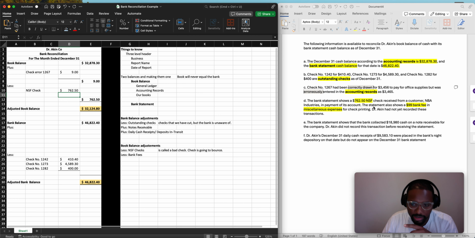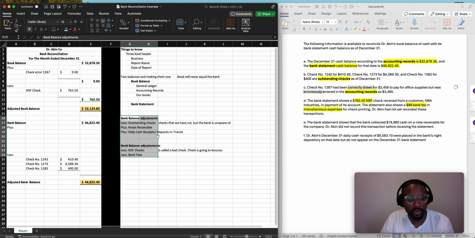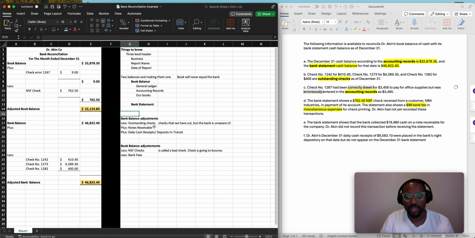And then it says, so we did that. Then it says, and again, you can see it here. This is the template, meaning even if you don't do these exact problems, you can always count that these are going to be correct. All right, so you just want to maybe screenshot that or just keep that as your study. It says the statement also shows a $99 bank fee and miscellaneous expenses for check printing.